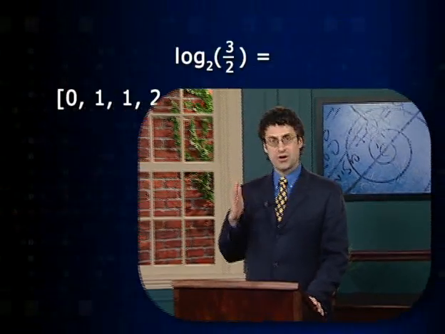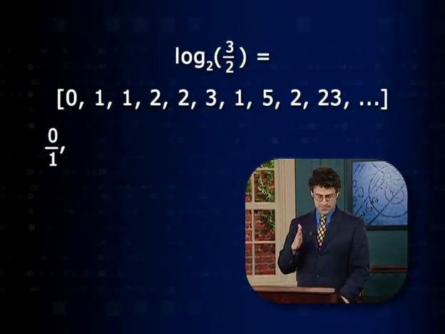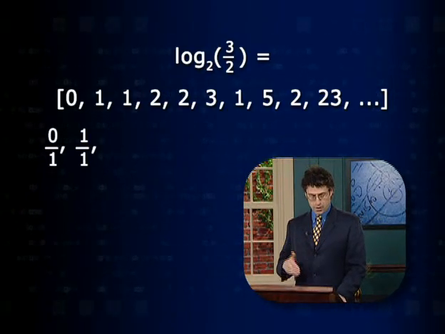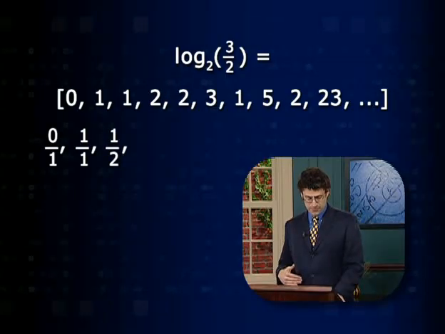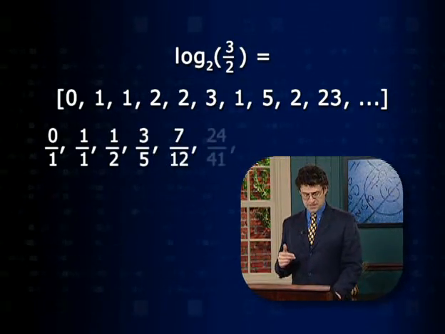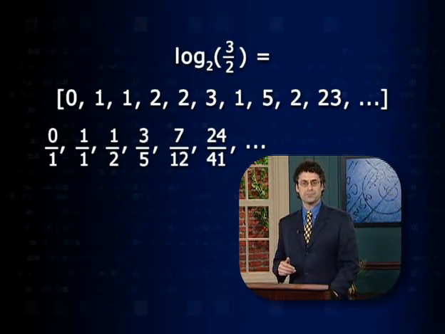And this truncation process generates the rational numbers that are the best approximations. For example, if we truncate at the very beginning, we'd see 0 over 1, which of course is 0. If we truncate after 0, 1, then we just have 1 over 1. If we truncate after 0, 1, 1, we'd end up seeing a half. Then we'd see 3/5. Then we'd see 7/12. Then we see 24/41, and so on.